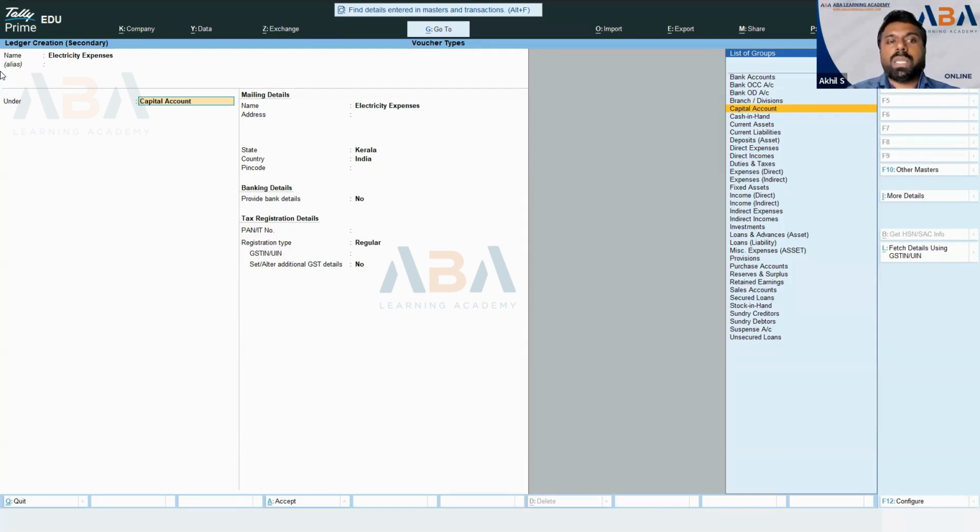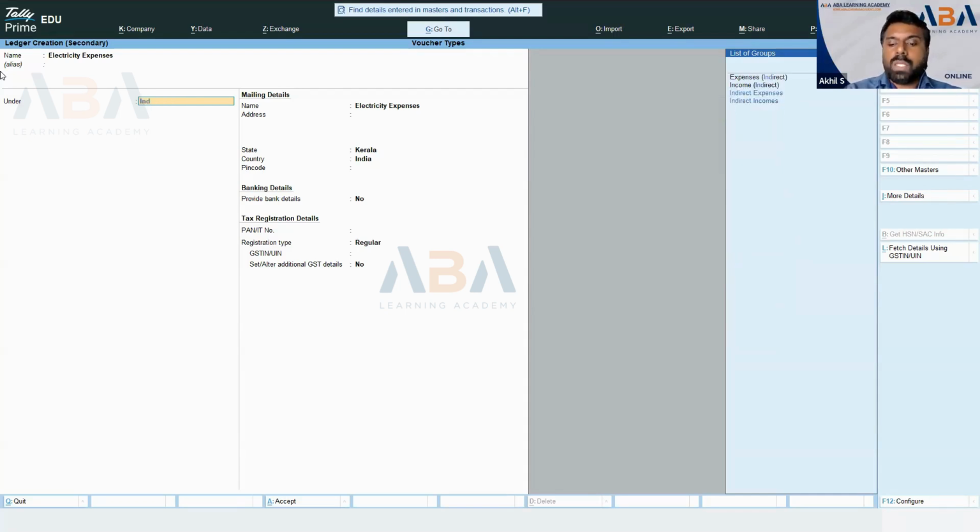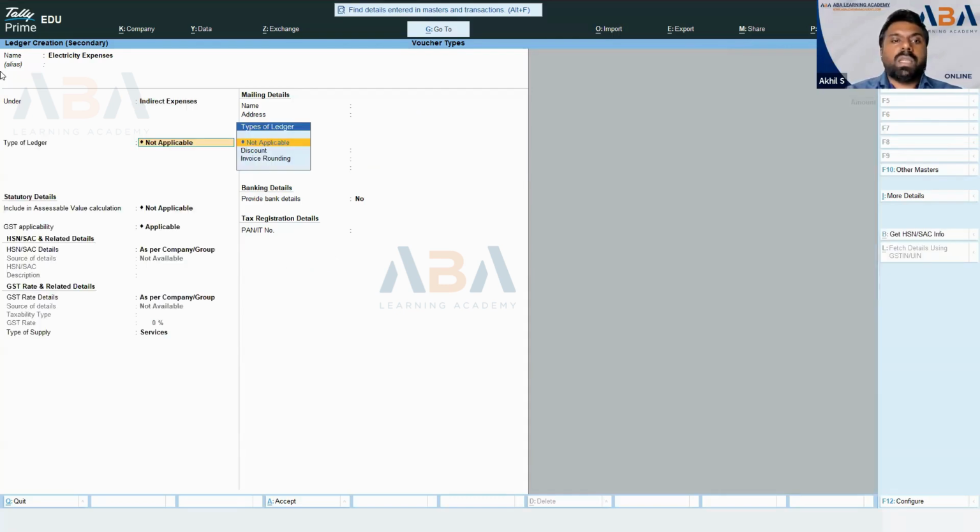If you select a different group, what will happen? It will affect your balance sheet and profit and loss account. Here electricity expense is an indirect expense, so I'm selecting indirect expenses and saving this. GST and all those things we are not dealing with during this session. In the upcoming session we will be learning how to post using GST and all. So I'm saving this, Control plus A.